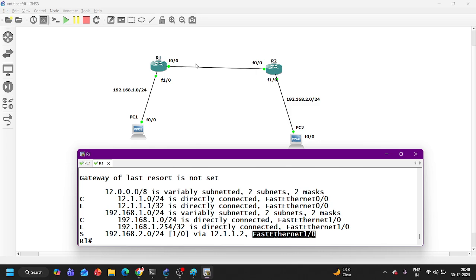So metric and AD value both define the trustworthiness. If a router is receiving two pieces of network information from multiple ways, maybe through static and dynamic, then the router has to decide which one to install in the routing table, because a routing table is used to find the best path, not any path.